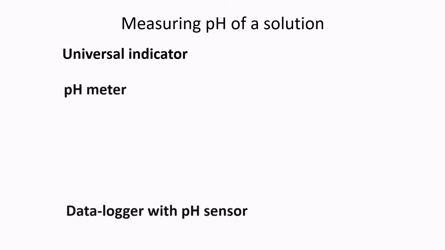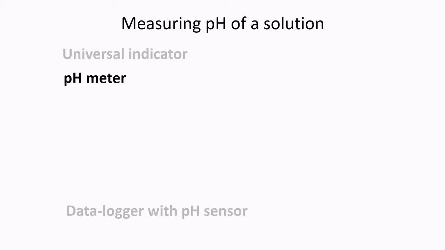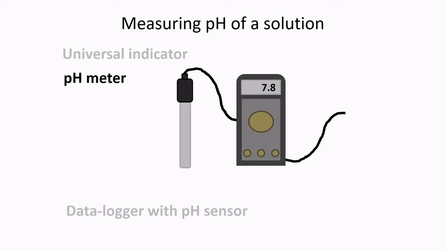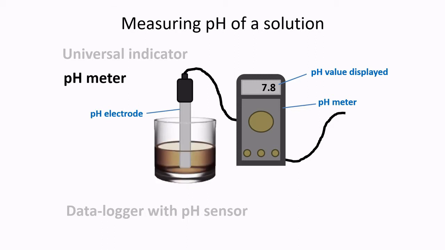Apart from the universal indicator, a pH meter or data logger with a pH sensor can measure pH value more accurately. A pH meter is commonly like this. It has a pH electrode connecting to a pH meter with a display screen for pH value. To measure pH of a solution, we do some preparation and get the pH meter ready. Then we simply dip the pH electrode into the solution and read the pH value from the display screen.